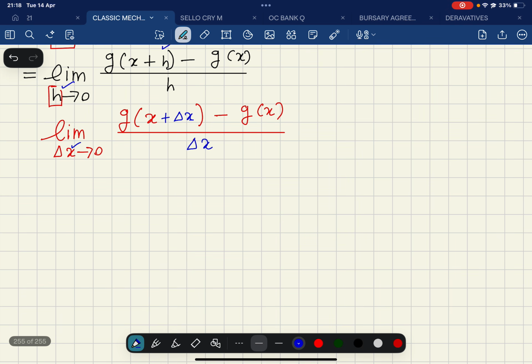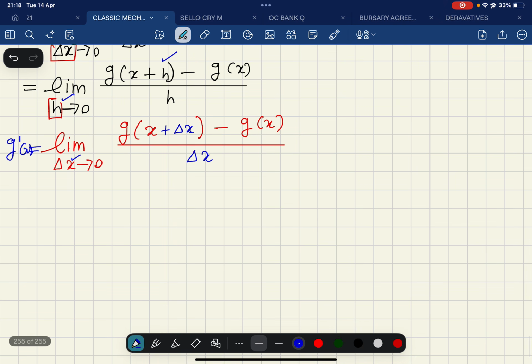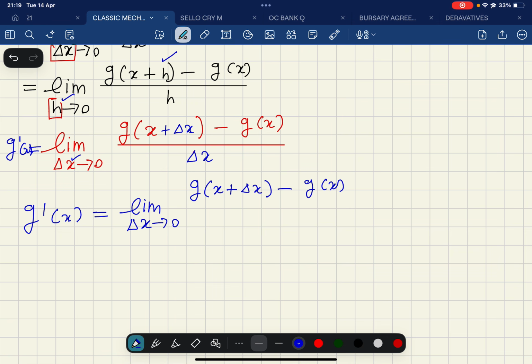So we know this thing usually is equal to g prime of x. That's what they are looking for. Which means from there, we know that our g prime of x is equal to the limit as change in x approaches 0 of g of x plus change in x minus g of x, all divided by the change in x.